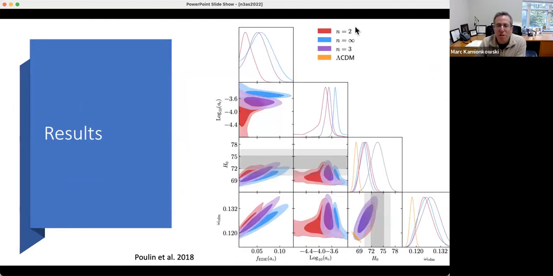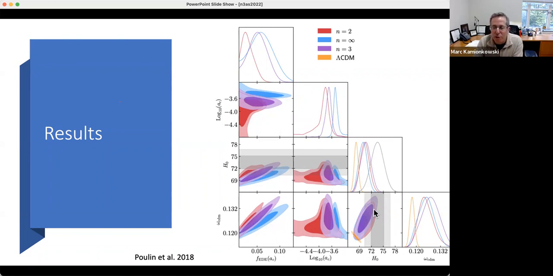And what you see is that for n equals 2, 3, and infinity, the likelihood contours open up to larger values of the Hubble parameter that overlap with the gray region, which is the allowed region from the supernova measurements. And so you see that by adding early dark energy, we are able to accommodate a larger value of the Hubble constant.